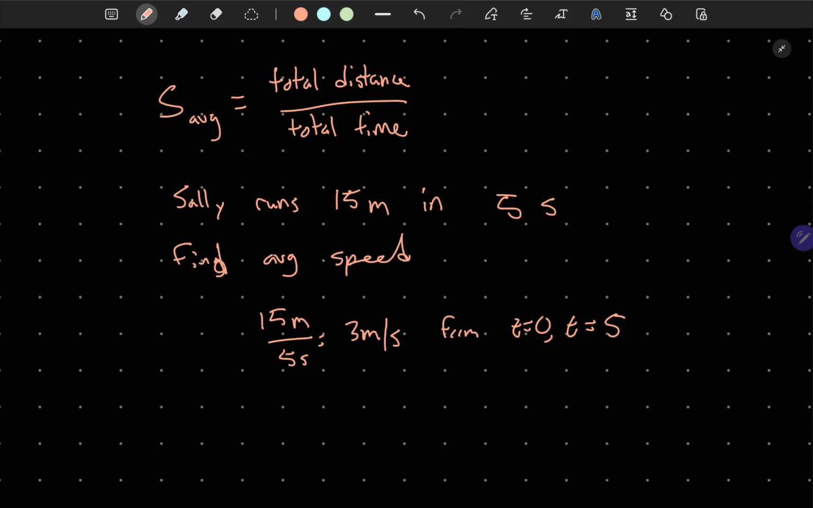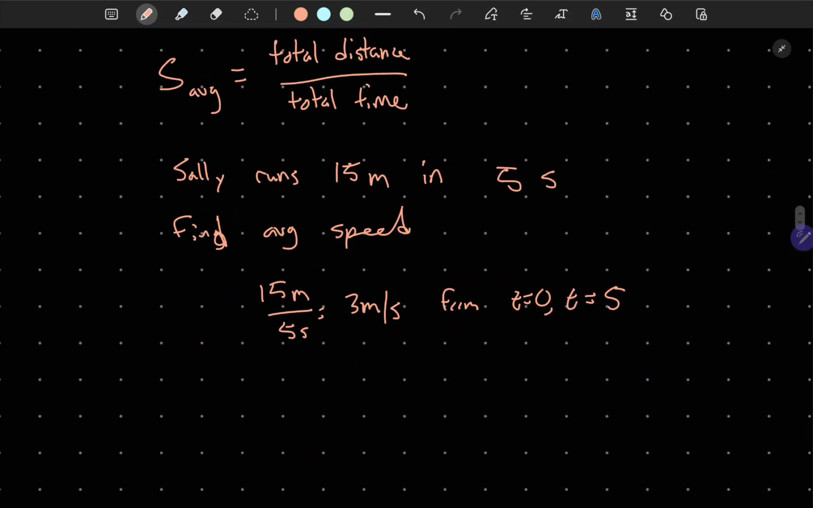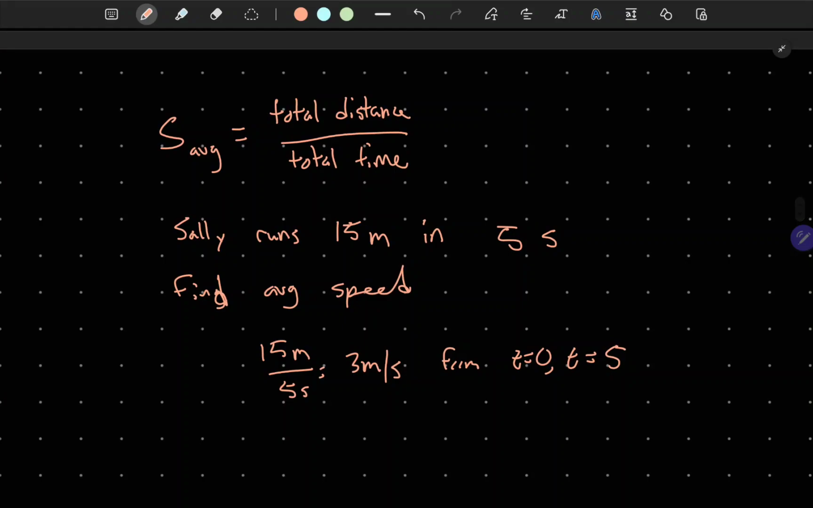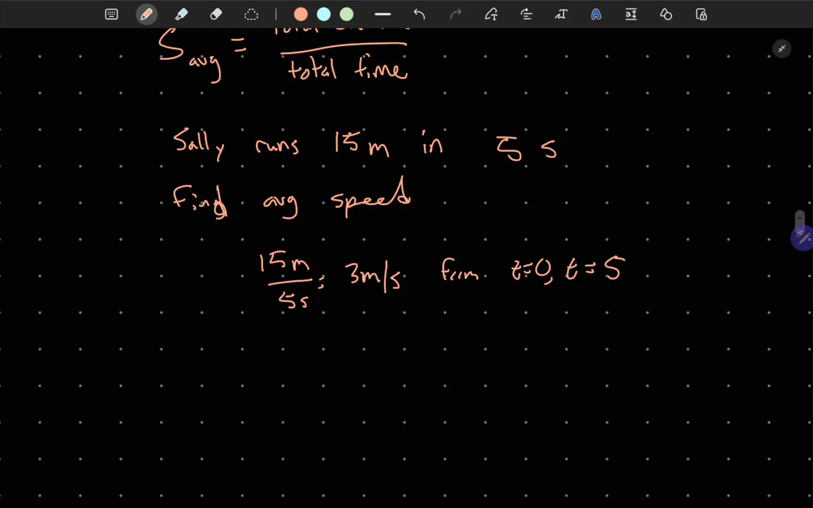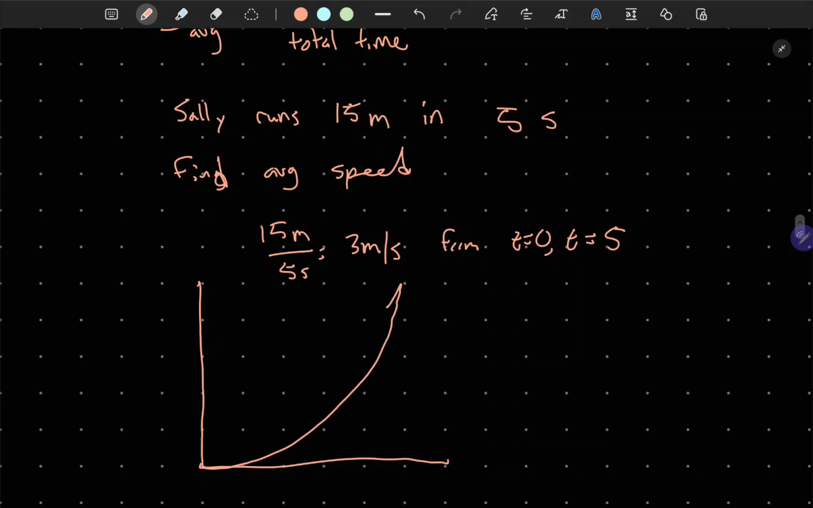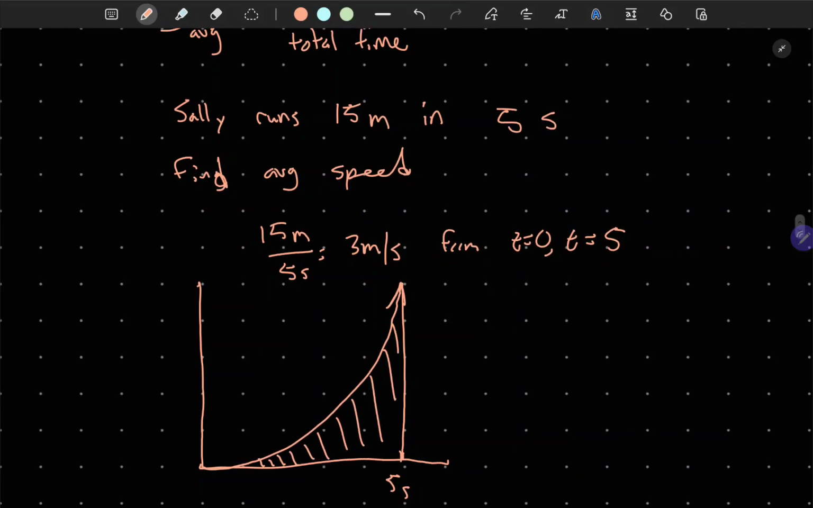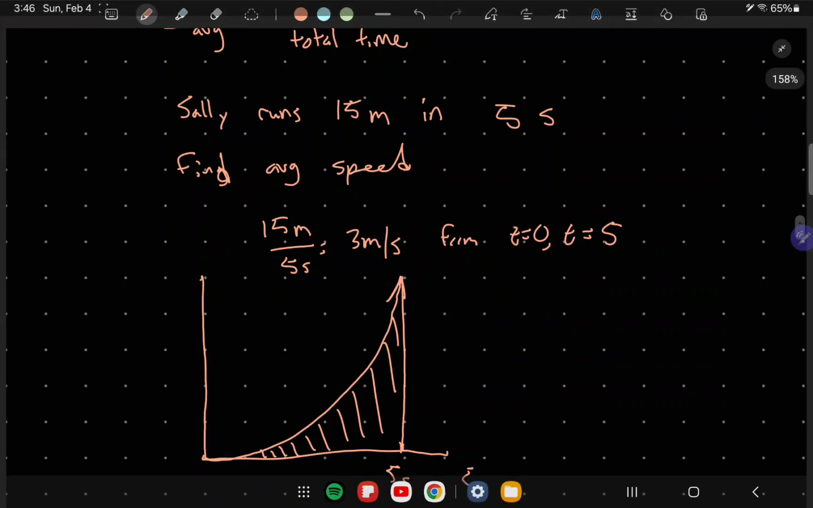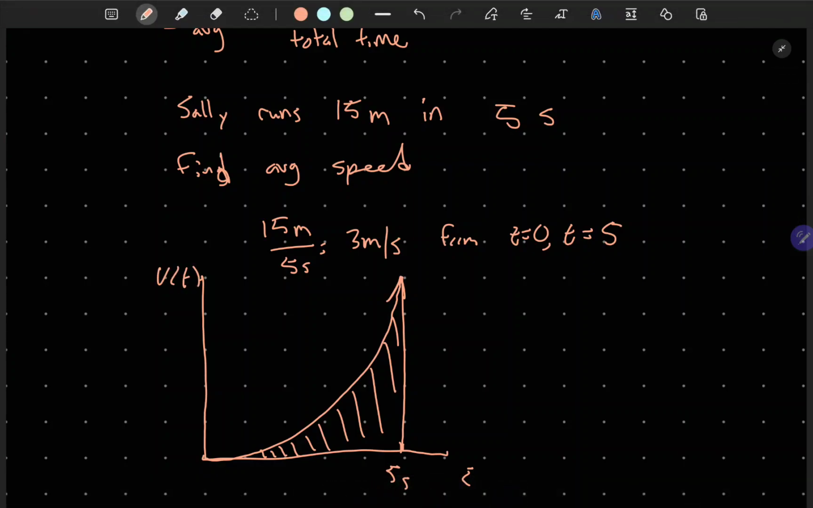Now notice, if I asked you to find her speed when she's 2 seconds into the run, we don't have enough information for that. We have no clue. The only way to find that is if we're given that it's constant speed the entire time, or if we're given a graph. So let's say this is her velocity over 5 seconds, and she is somehow able to run 15 meters. What that tells us is that the area under this curve is going to be 15 meters, because that was what we were told, right? Area under the curve of a velocity versus time function is equal to the total distance traveled.